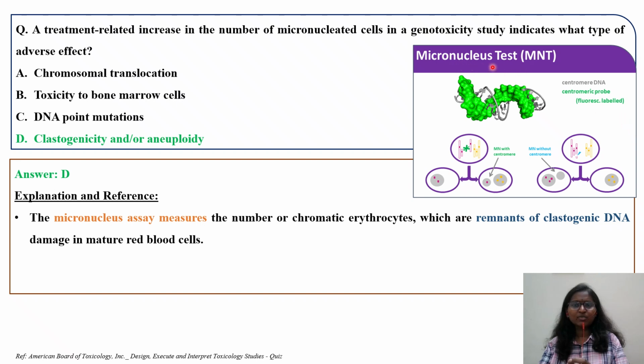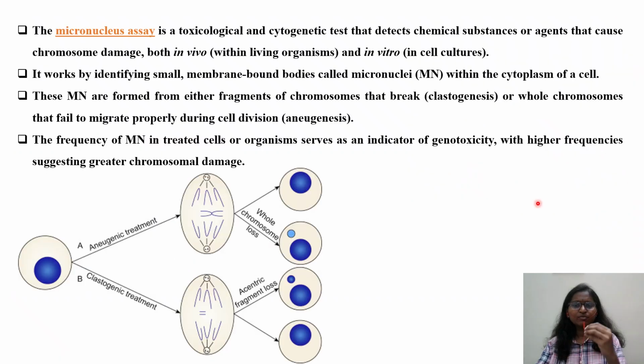The assay is the micronucleus test. Apart from clastogenicity, this micronucleus assay is also used to understand aneuploidy. If you want to learn in detail, please go back and refer to Casarett and Doull's, 8th edition, page number 466 and 467.